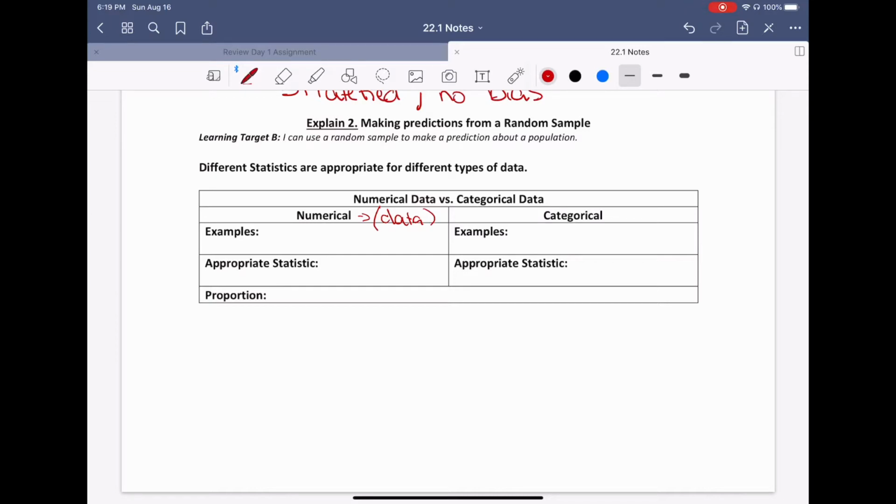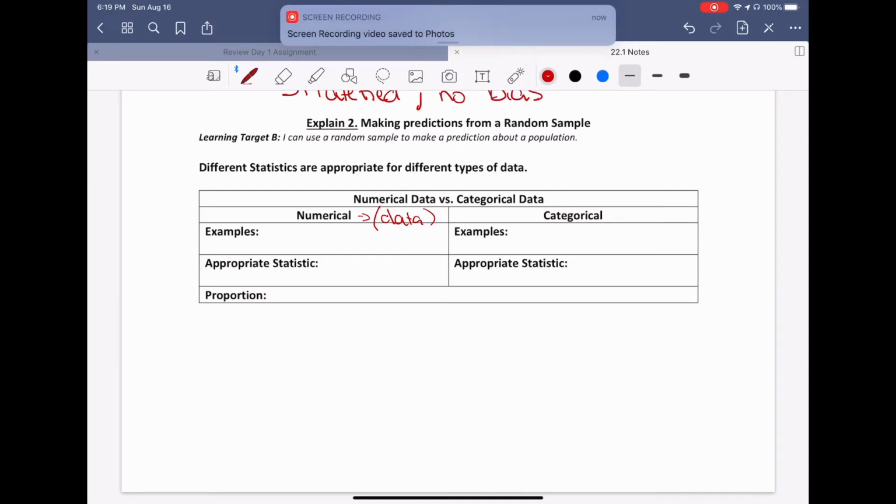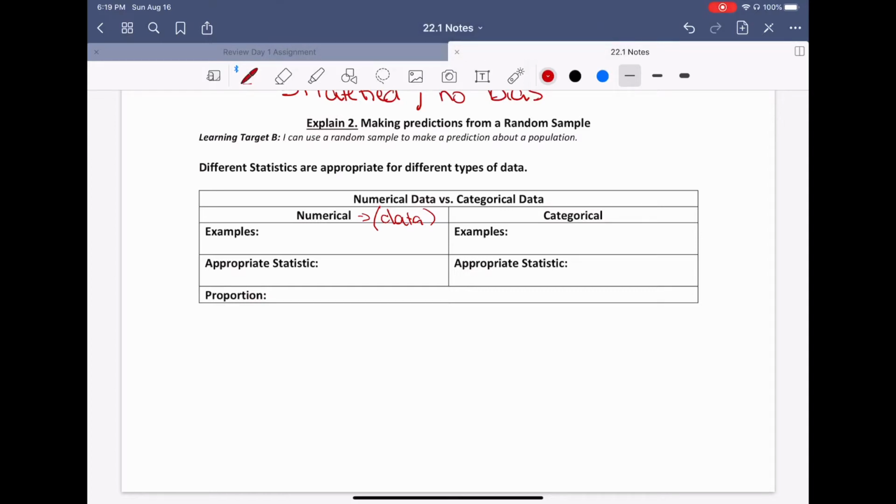For example, eye color, right? Can you say eye color is a number? No, it's a category. We have brown eyes, we have blue eyes, we have green eyes. Those are different categories. So your example, eye color for categorical, right? Here we have students coming in from all over the area, right? So maybe neighborhood. What neighborhood are you from? Favorite color, right? We can't measure favorite color. That would be a category.